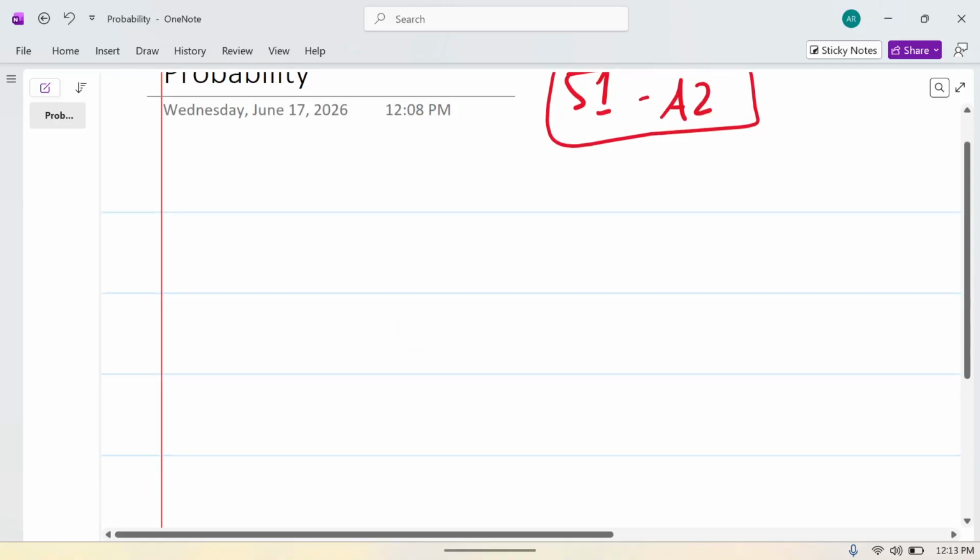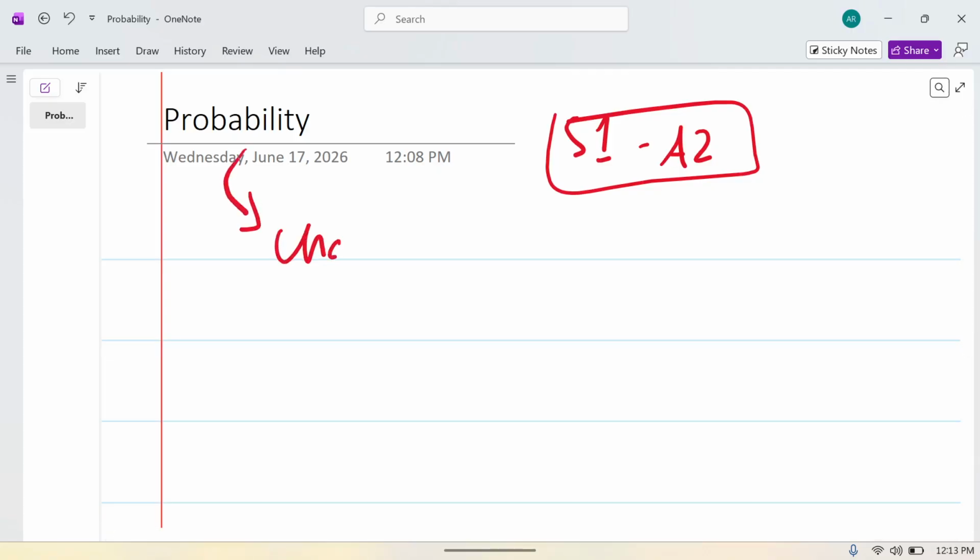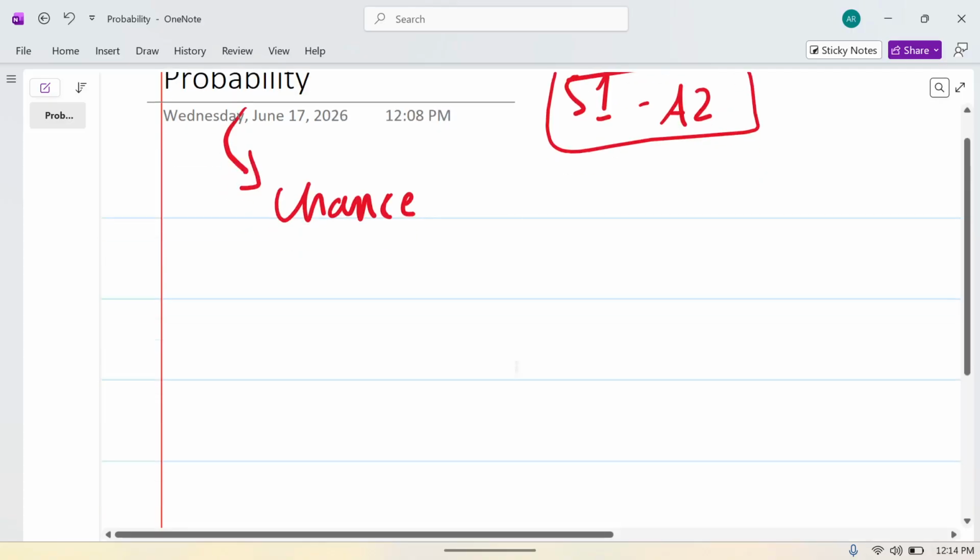Now look, S1, or A2 if you want to put it that way. Now look, what actually is probability? Probability is just chances, right? Whenever you've got a chance for something, if you want to represent the chance for anything that happens, you represent it using probability. That is just the simplest way I can put it forth, right?